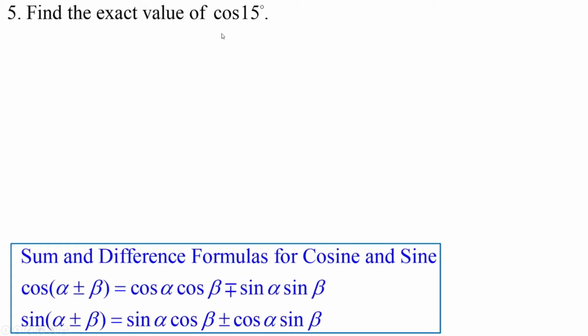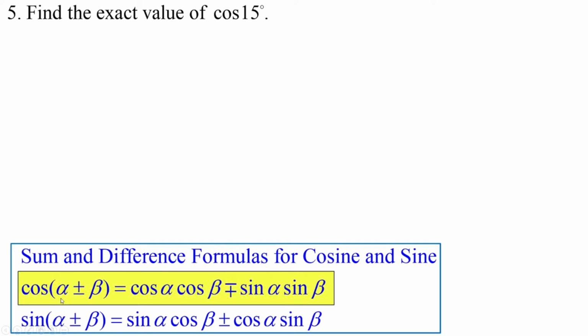Okay, so cosine of 15 degrees. Well, I'm thinking about my cosine of alpha plus or minus beta. Cosine, and then I'm thinking key angles that I do know that I can add or subtract and get 15 degrees. Could I go 45 degrees minus 30 degrees? Do you guys agree that's 15? Okay, cool. So now let's use this. So cosine of 45 degrees.